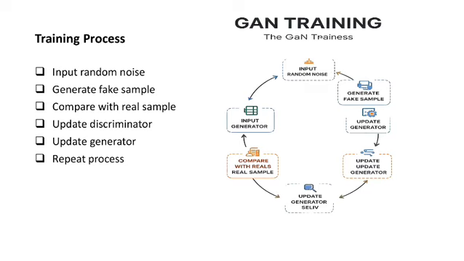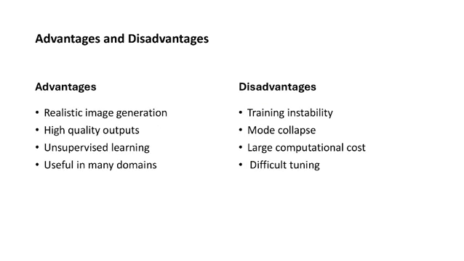And the next slide is advantages and disadvantages of GAN. GAN provides several advantages. It can generate realistic images with high quality. GAN supports unsupervised learning, which means it does not always require labeled data. GAN is widely used in image synthesis, image enhancement, and creative AI applications.